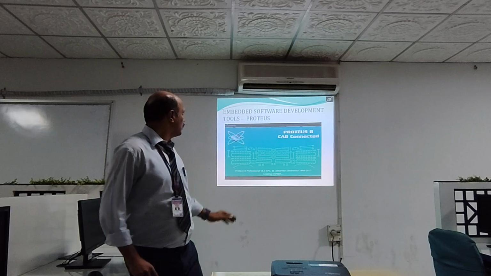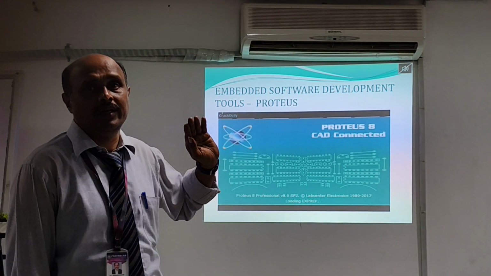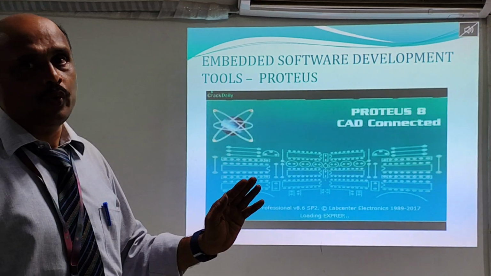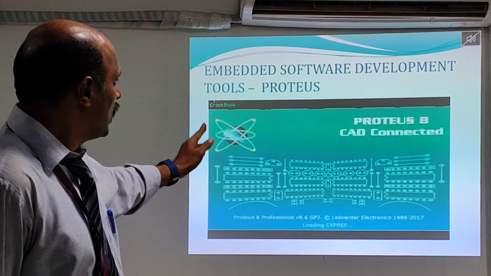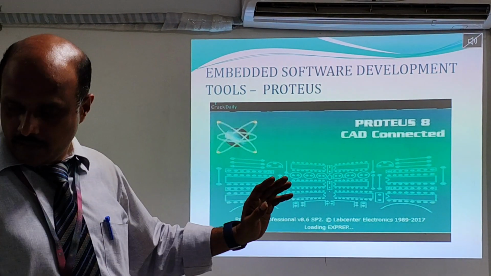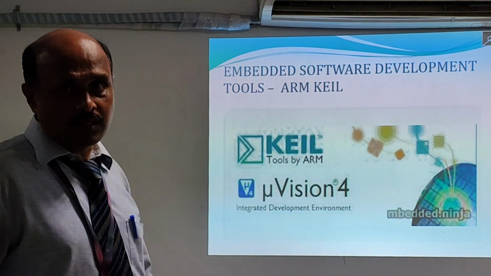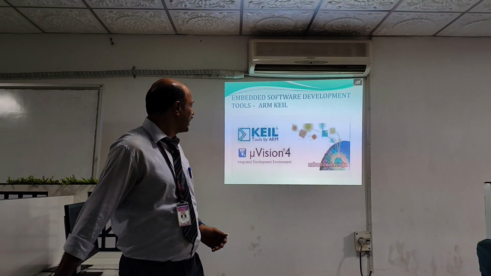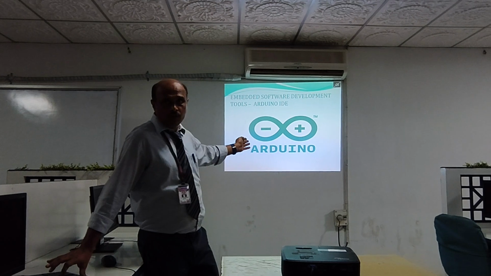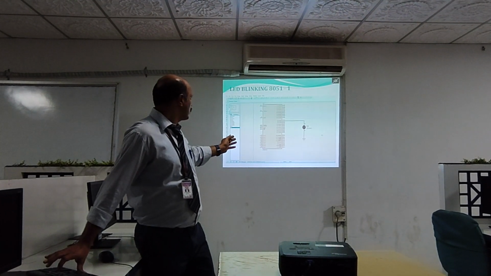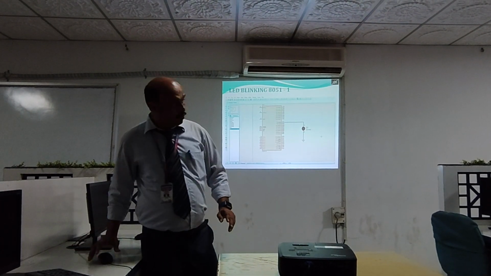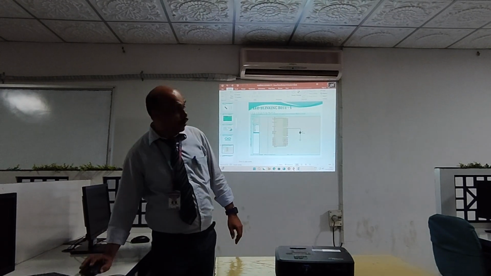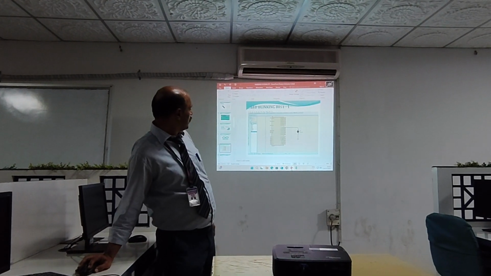These are the software tools used in real-time embedded systems. We can use any software. Here we are using Proteus, an application software. Similarly, Keil is another software used for our real-time embedded systems. Arduino you can also use for real-time embedded systems. Okay. Now I will explain a program, how to run a program like that.